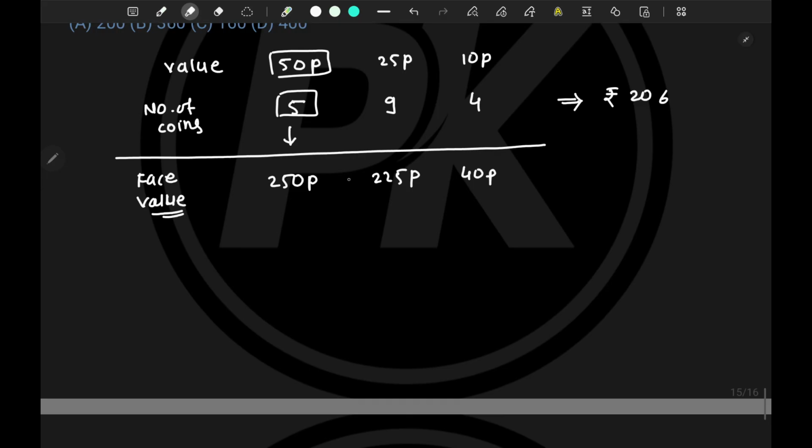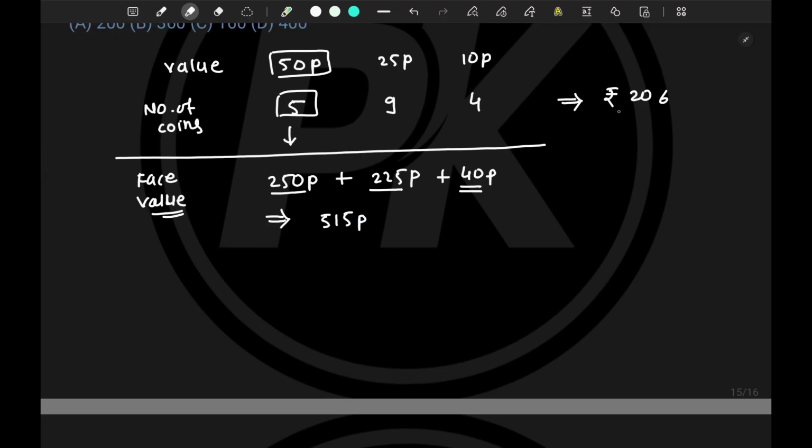And if I add all these, how much will be the face value of one set? I'm again repeating, face value of one set. So 250 plus 225 will be 475. 475 plus 40, so it will be 500, and remaining is 15, so 515 paisa. So till this point, any question?